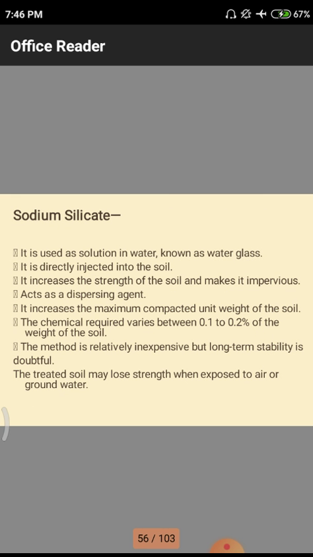Sodium silicate is used as a solution in water known as water glass. Normally silicate means it is a structure present in the glass. Normally sand is associated with these silicates. Glass is also manufactured with the help of this silica content. Likewise here also we are using sodium silicate. Whenever this sodium silicate is mixed with the water content, automatically it will form as a liquid glass.